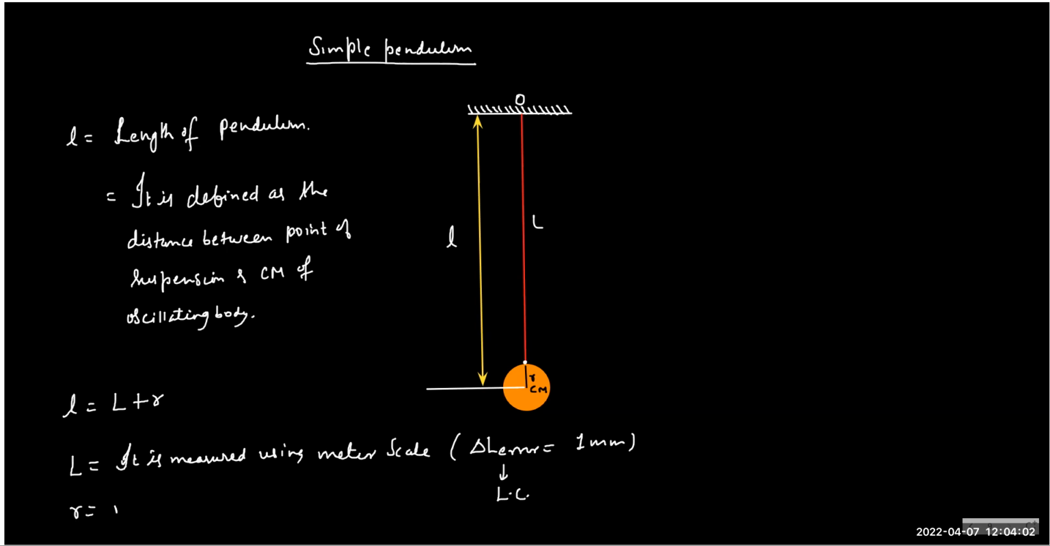And how do we measure R? R is generally small, so it is measured using a screw gauge, sometimes a vernier caliper. This is your point of suspension. So to understand the small l and capital L, imagine there is a hollow sphere which is filled with water. In the very beginning, it's completely filled. So the small l will be the distance from the center of the hollow sphere and the length of the string. So we'll add L plus R.